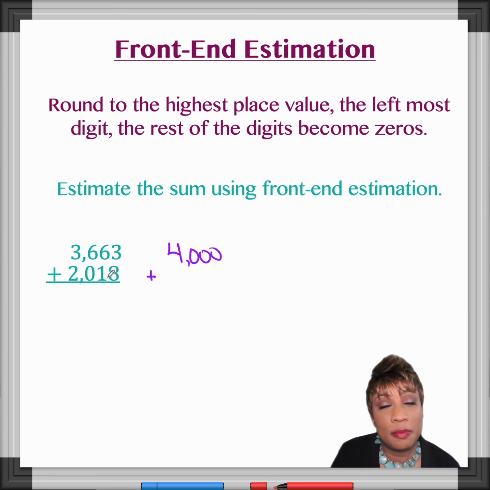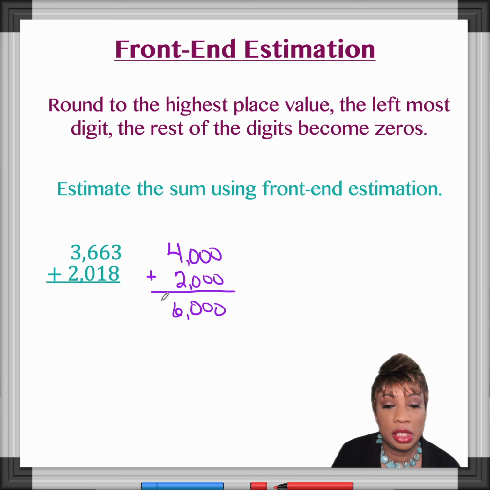And then again, in this number, our largest digit is in the thousands place. So I'm going to be rounding to the thousands. And that is going to round to 2,000. So our answer will be 6,000.